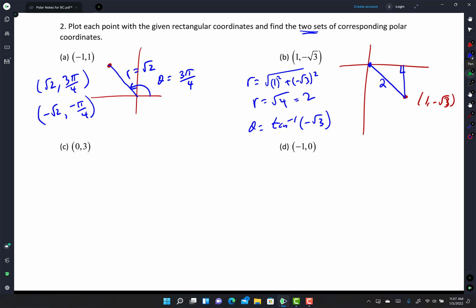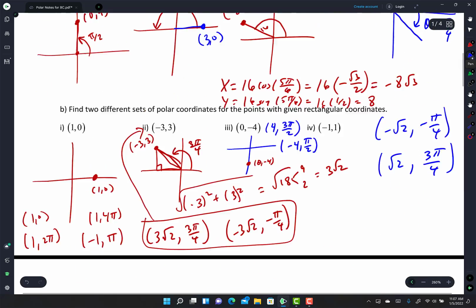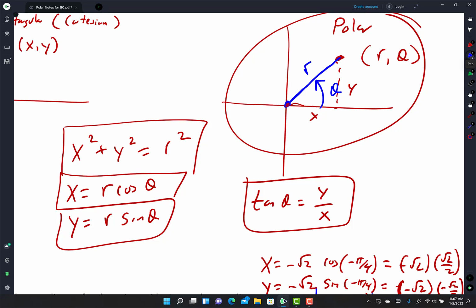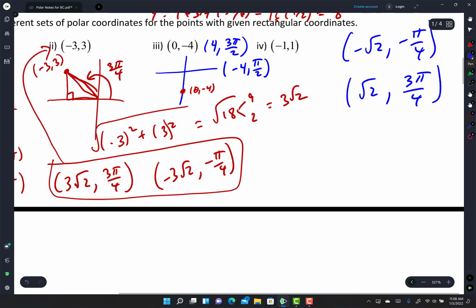Tan theta is y over x, so theta equals arctan of y over x. That's how you always get it.